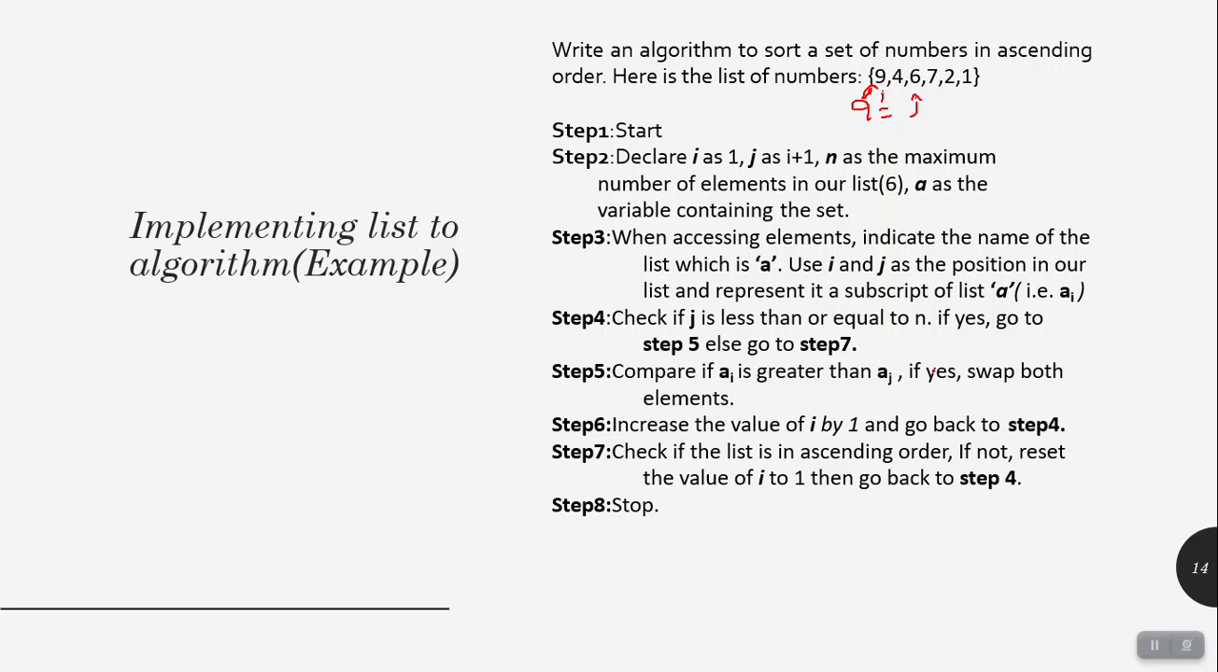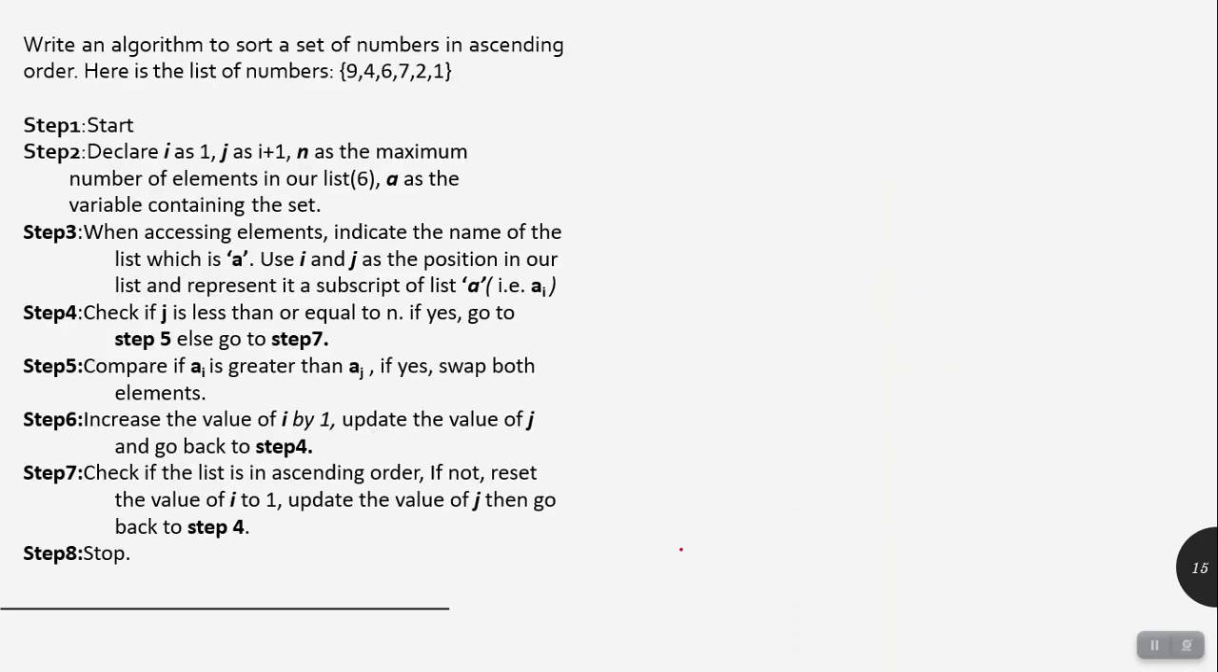Okay, so if yes, swap both elements, and if not, of course we're not going to do anything, so it stays as it is. Then we will increase the value of I by 1 and go back to step 4. We're not going to proceed to step 7 yet. Once we're done, we will go to step 7: check if the list is in ascending order, and if not, reset the value of I to 1, then go back to step 4. Okay, and then stop.